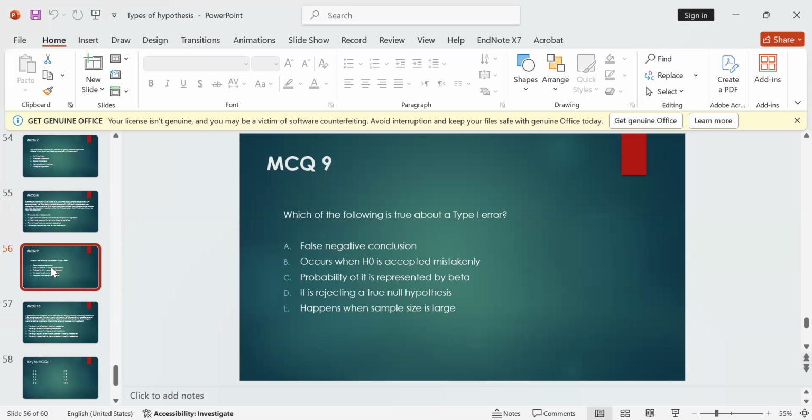The answer is D. It is rejecting a true null hypothesis.